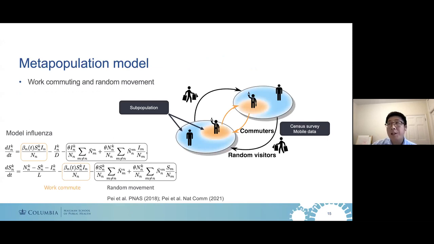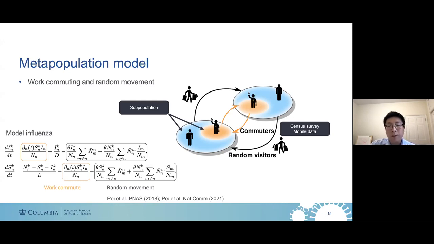To answer those questions, we developed a metapopulation model to simulate the COVID-19 spread across US counties. In this model, we consider two types of mobility, the regular work commuting and the random movement of people. The total population is divided into subpopulations based on their home and work locations. Commuters travel regularly between their home and work locations, and this information can be obtained from census surveys.